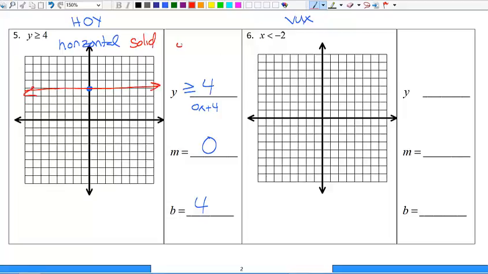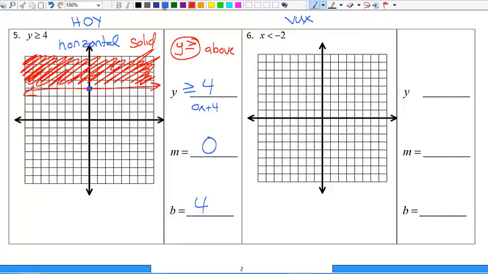And now I'm going to decide if I'm shading above or below. It says y is greater than, so I'm still shading above. Because I'm comparing to the y, it's above or below, because y is a vertical direction, so I'm shading above your line. Now, any value in this shaded area or on the line is a solution to y is greater than or equal to 4.